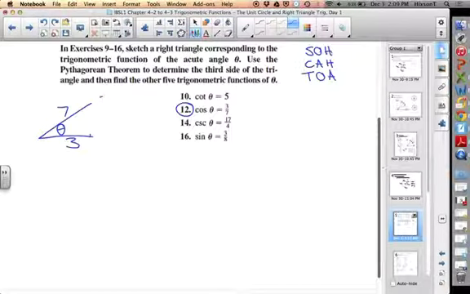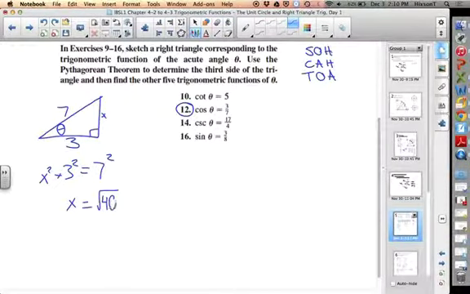But how would we figure out this side right there? x squared plus 3 squared equals 7 squared. We're using the Pythagorean theorem. x squared plus 9 is 49. We subtract the 9s, and you get x squared equals 40. So that's what you have to square root. The square root of 40 is 2 radical 10.